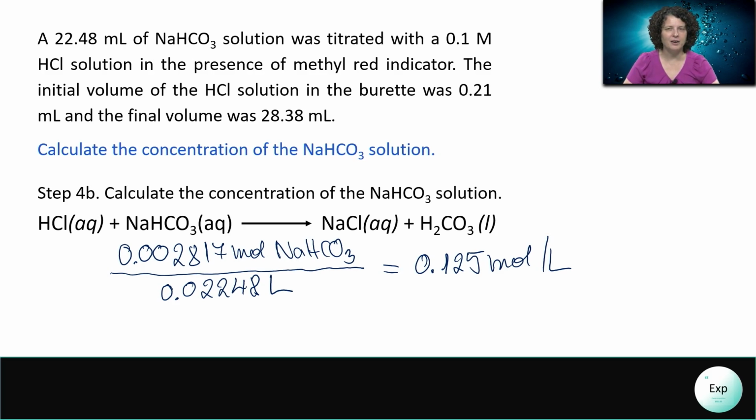If you remember our earlier preparation of this solution, we estimated that it would be 0.126 moles per liter. We find in the titration that it's 0.125 moles per liter, which means we did a pretty good job both with the preparation of the solution as well as the titration of that solution with the hydrochloric acid solution in the presence of the methyl red indicator.